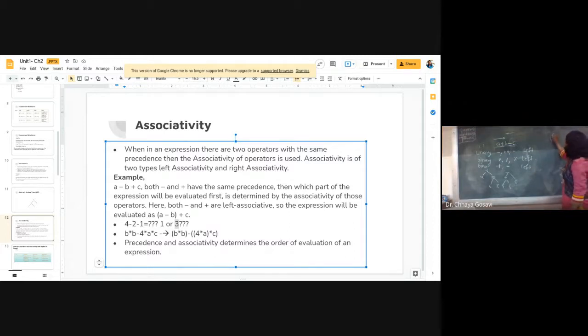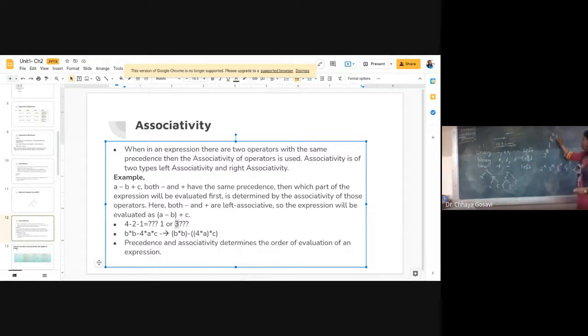Four raised to 2. 1 raised to 4 raised to 2. 6 raised to 1 raised to 4. What should be the answer for this? So we can write this as 2 raised to 8. 3 raised to 1 raised to 4 raised to 2.